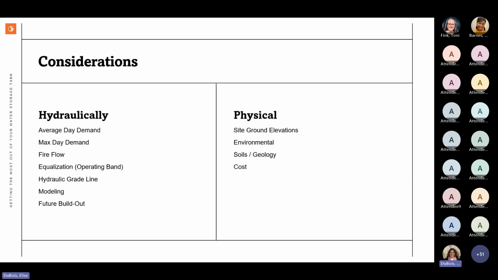Some considerations. Tanks are really a balancing game. We look at them from a hydraulic standpoint and a physical characteristics standpoint, and we really try to balance the tank so that it not only suits the community's needs today, but the needs in the immediate future and long-term future, while providing the best water quality we can with the technology and tools available. The hydraulic considerations should be looked at every 20 to 40 years during the tank's life.